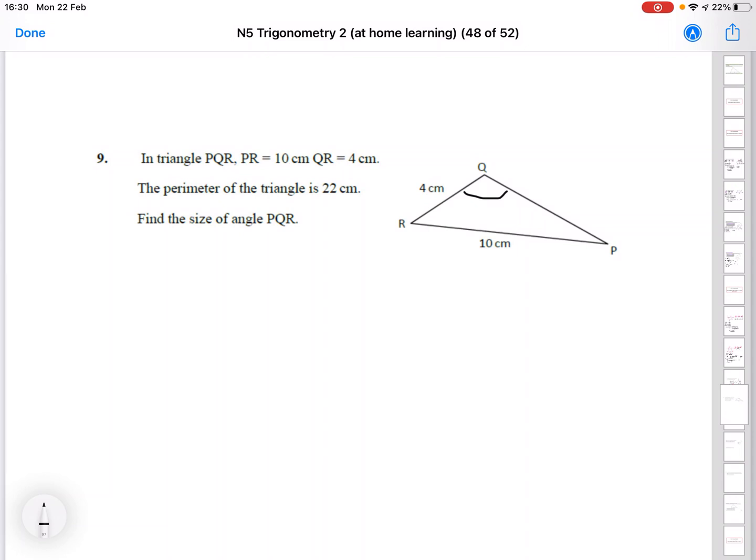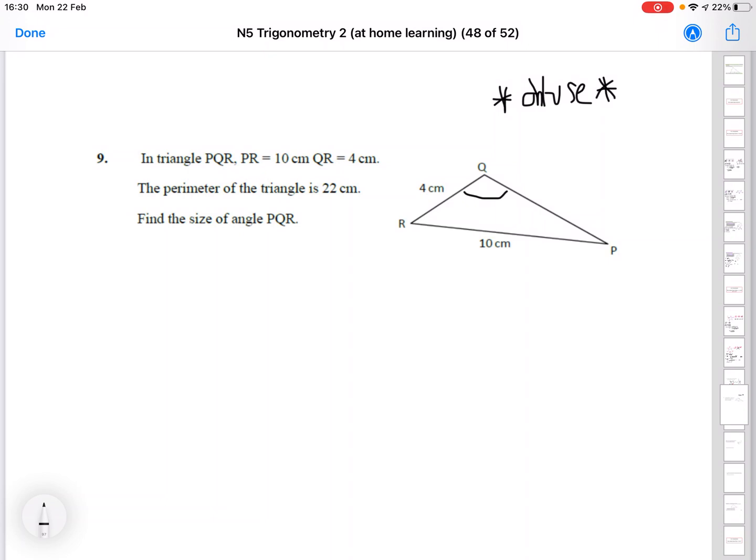Now the first thing I'd want you to notice here is that is an obtuse angle. That angle is clearly bigger than 90 degrees. So maybe just make a little note of that for yourself, and just remember as you go through that that's an obtuse angle. You can tell that from the picture.